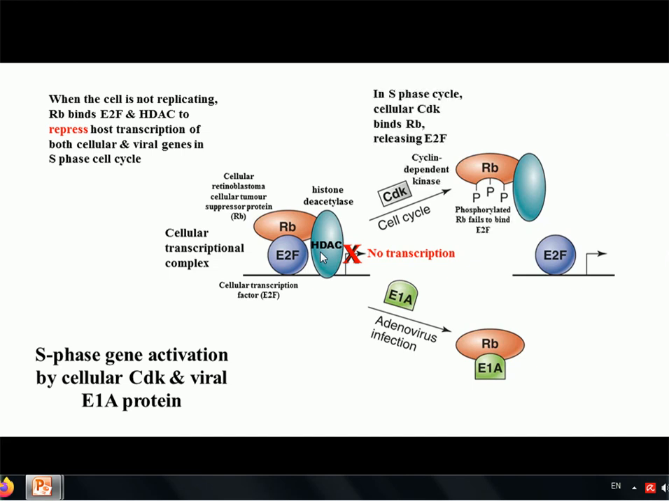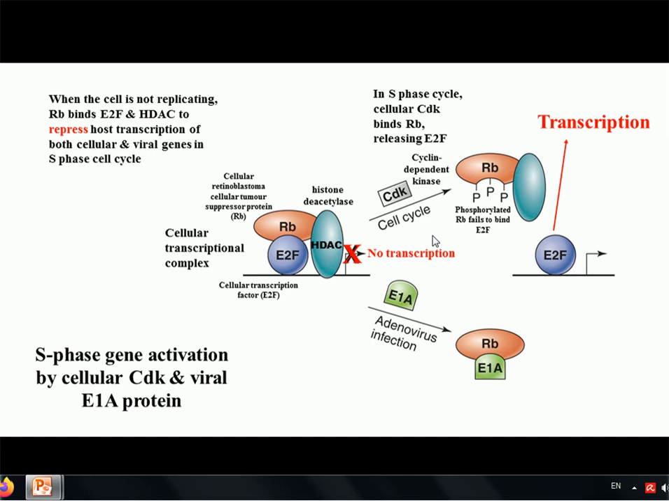In the cell cycle, during the S phase, the cellular CDK will bind to the RB. Once CDK binds to the RB, the E2F will be released. The release of E2F will initiate transcription in the host. This is what happens in a normal human body.